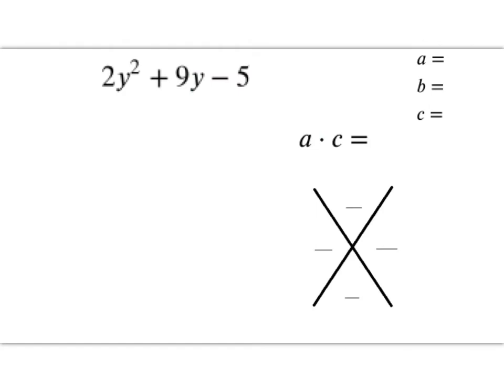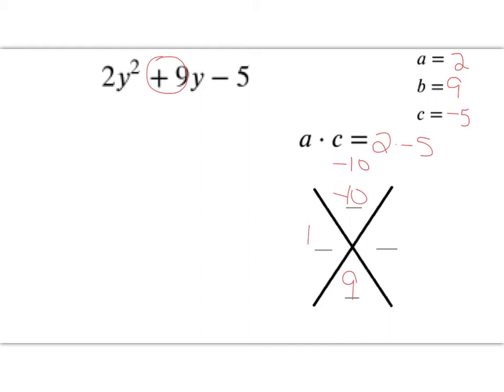This trinomial is 2y squared plus 9y minus 5. So a is 2, that's the coefficient of y squared. B is 9, that's the coefficient of y, and the constant is negative 5. So we need a times c, so 2 times negative 5 is negative 10. So we need a product of negative 10, and we need a sum of whatever b is, so we need a sum of 9. So we need two things that multiply to equal negative 10, but add to equal 9.